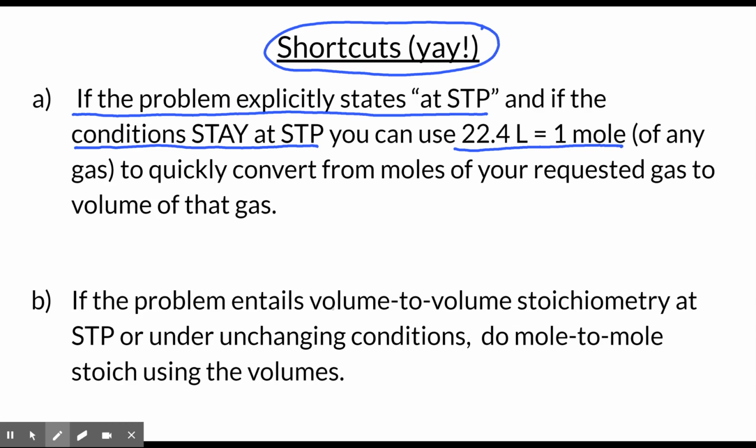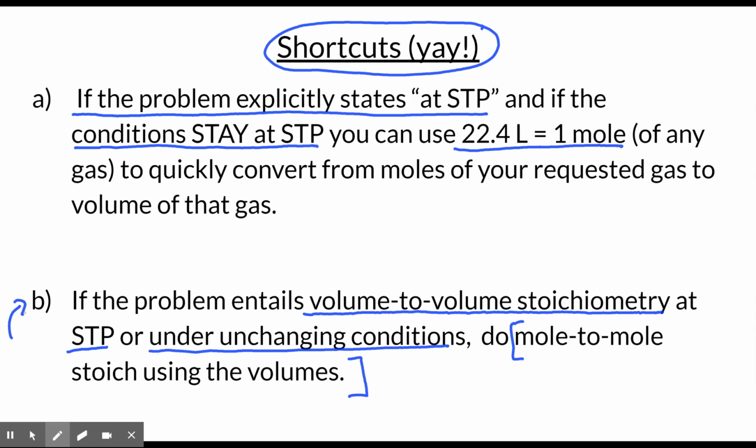If the problem entails volume-to-volume stoichiometry, meaning you have a volume of gas A, I want you to convert to volume of gas B, and the conditions are at STP or the conditions are not changing, here's a fun trick. You can do mole-to-mole stoichiometry as if the volumes were moles. In my opinion, I think that takes some finesse. Like you have to realize that this is a volume-to-volume problem and that the problem is at STP.